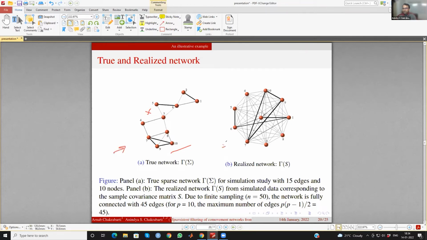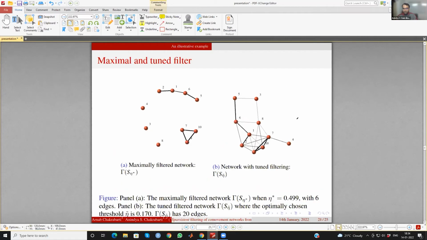Now, obviously, if you then simulate it, due to sampling fluctuations, everything will be connected to everything, because in a small sample we will recover some amount of correlations. So here I know the true data generating process, and this is the simulated analog of it. Now, this is not unique, obviously, because if I run another simulation, there will be something else, but which will be very close to it. So once we apply the maximal filtering, this is what we recover. This is the maximal filtering. And once we apply some parametric tuned filtering, this is what we recover.